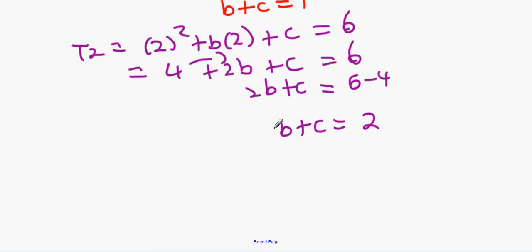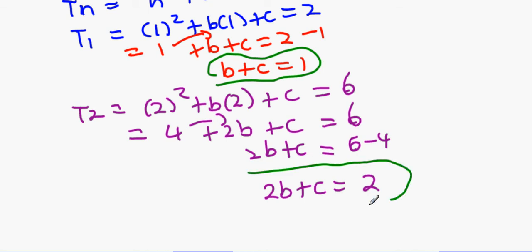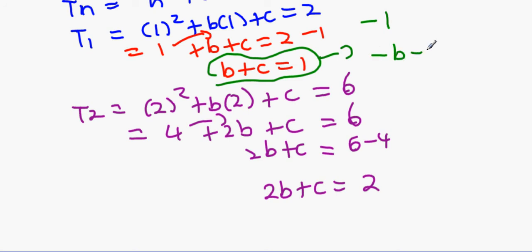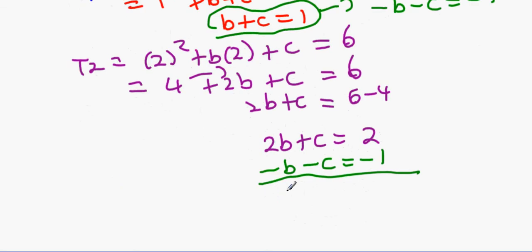Now we have a simultaneous equation with these two equations here. Now what we do is I'm going to change this equation here. Going to multiply both sides by minus 1. I'm going to get minus b minus c equals minus 1. I'm going to put directly underneath. What should happen here is I'll get the following. I'll get b equals 2 minus 1, b equals 1. And then because I know b equals 1, 1 plus c is 1, this means c equals 0.